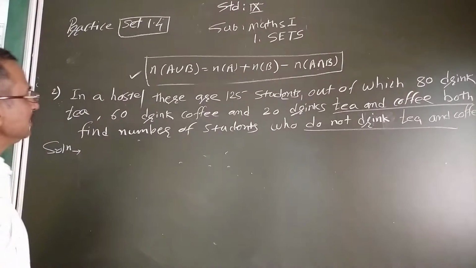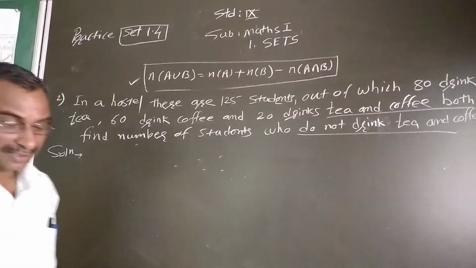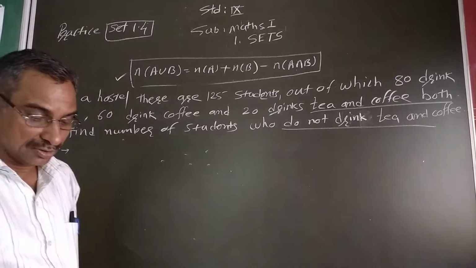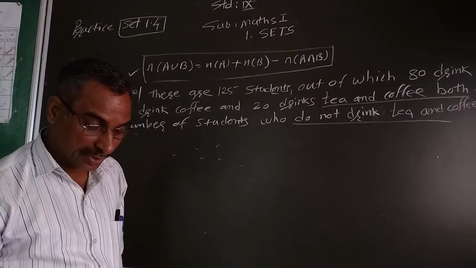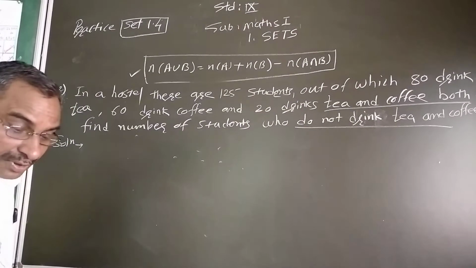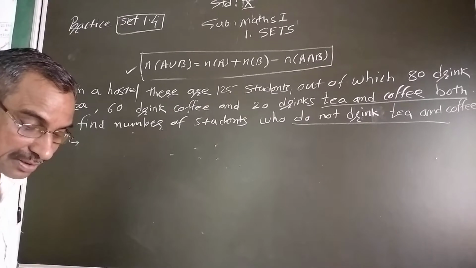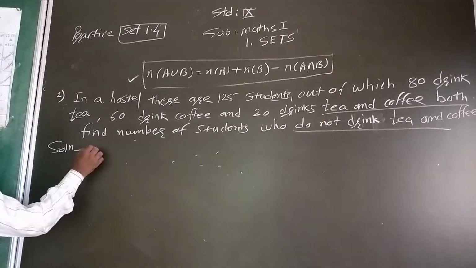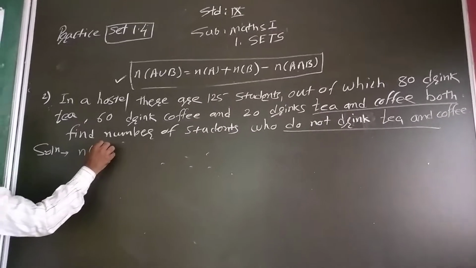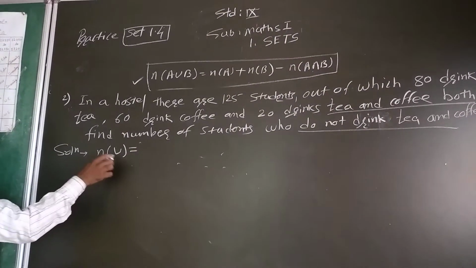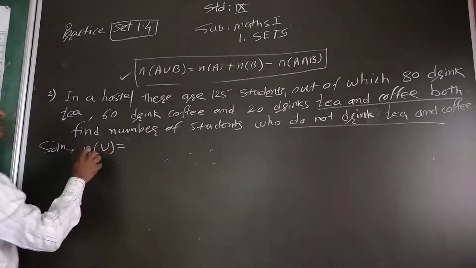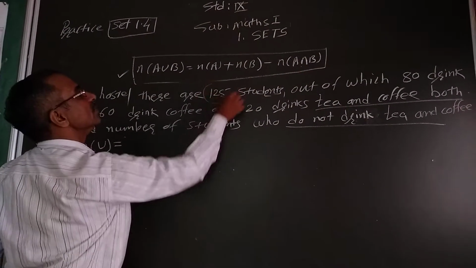Therefore, what will be given? First, write: in a hostel, how many students? There are 125 students. So number of elements in the universal set, hostel is a universal set. So we write here number of elements in the universal set. Hostel is a universal set. How many students? 125.